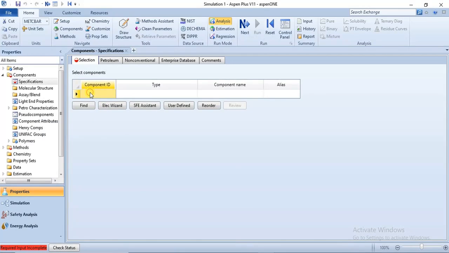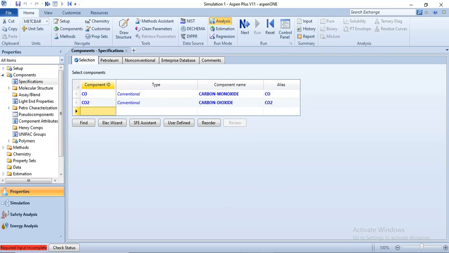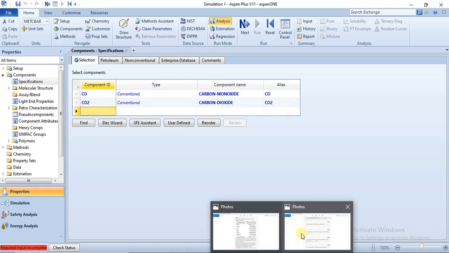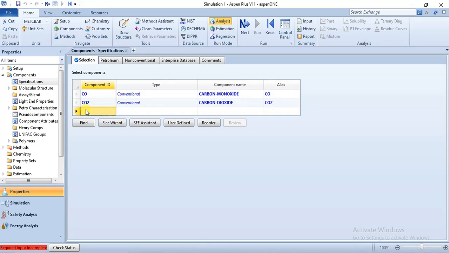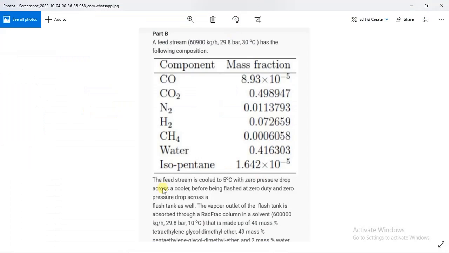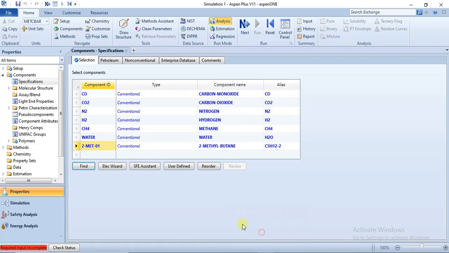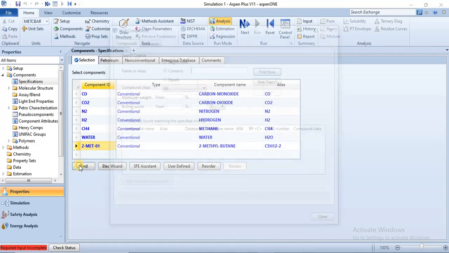We have CO. Just type the name of the compound or component you want to add in the component ID. So from what I see, we have CO2, then we have N2. From the problem statement below, we have two components that are quite rare, so we'll be using the find option to search for them, right?